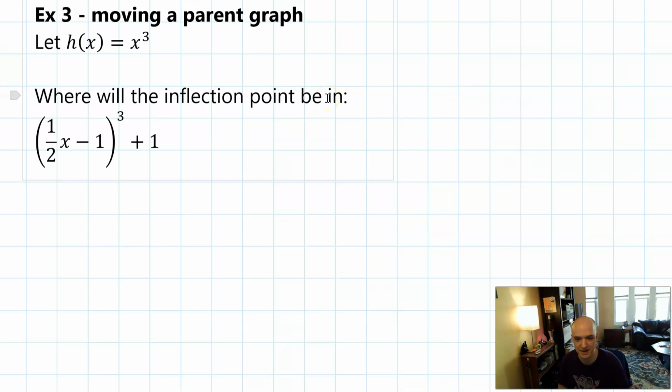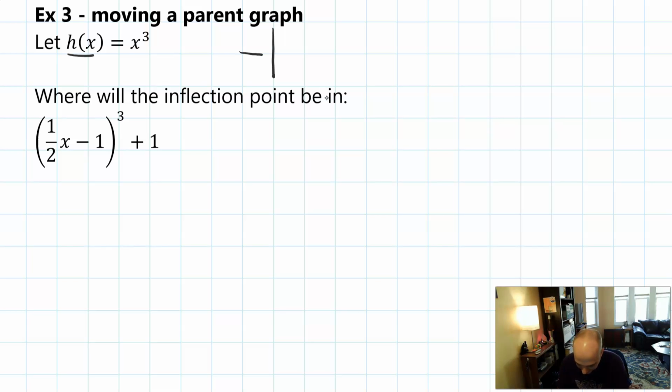So let's move on to example 3, and this is where this is going to start becoming really useful. We're going to use our ideas here to move a parent graph. So we're going to let h of x equal x cubed. That's going to be the parent graph. And the question when you have x cubed, if you're trying to graph it, is where will the inflection point move if we have all sorts of transformations on it?